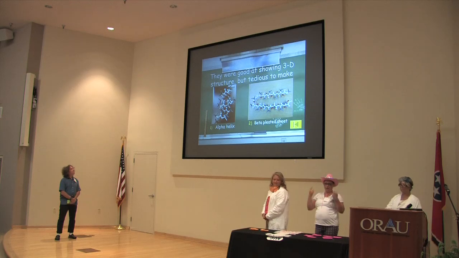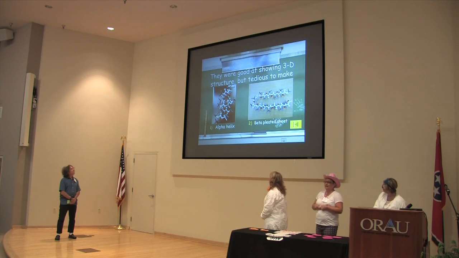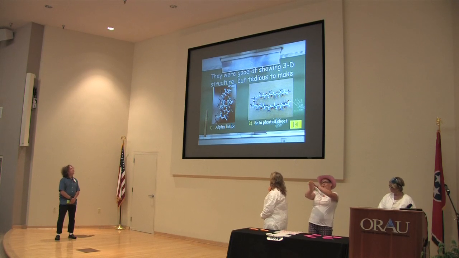Curls like you see the pretty little girls wearing. This is a beta pleated sheet, which makes little flat places in the protein. Kind of cool. She built those too.